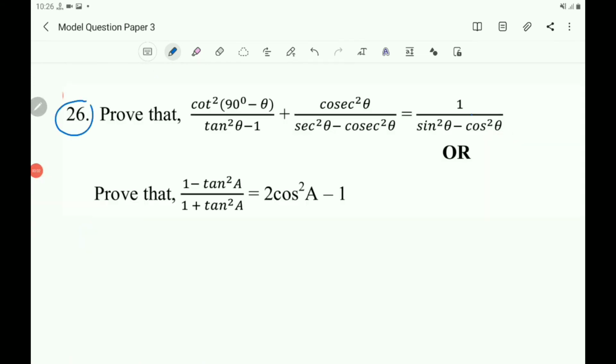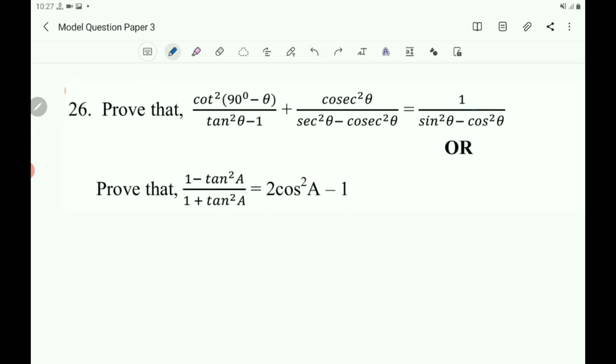Now the question number 26. What is the question? Prove that cot square (90 degree minus theta) by tan square theta minus 1 plus cosec square theta by secant square theta minus cosecant square theta equals 1 by sin square theta minus cos square theta. And it is a choice question. What is our other question? Our question is prove that 1 minus tan square A by 1 plus tan square A equals 2 cos square A minus 1. Now let us take the first one.